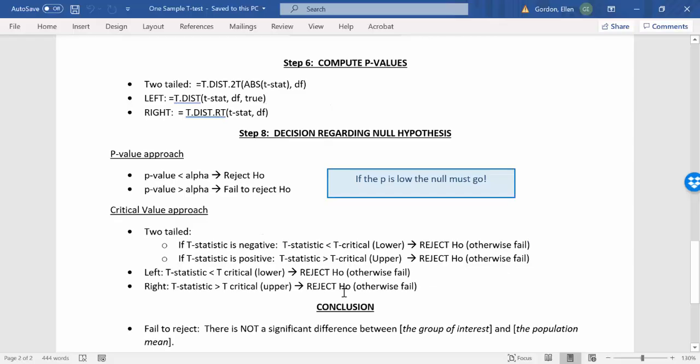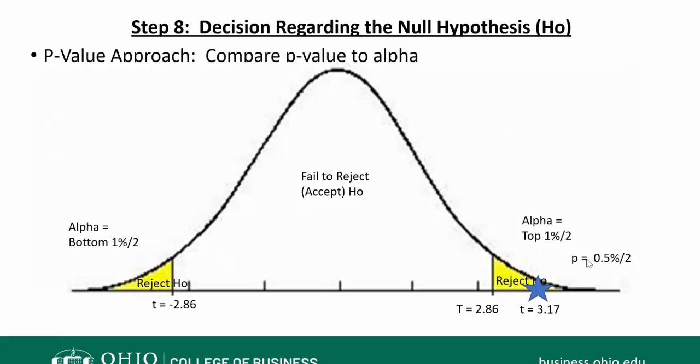Next, we can make the decision regarding the null hypothesis if we're going to reject or fail to reject. For the p-value approach, we compare p-value to alpha. If our p-value is less than alpha, we reject. If it's greater than alpha, we fail to reject. Our p-value was 0.5% and our alpha is 1%. Our p-value is less than alpha, so we will reject the null hypothesis.